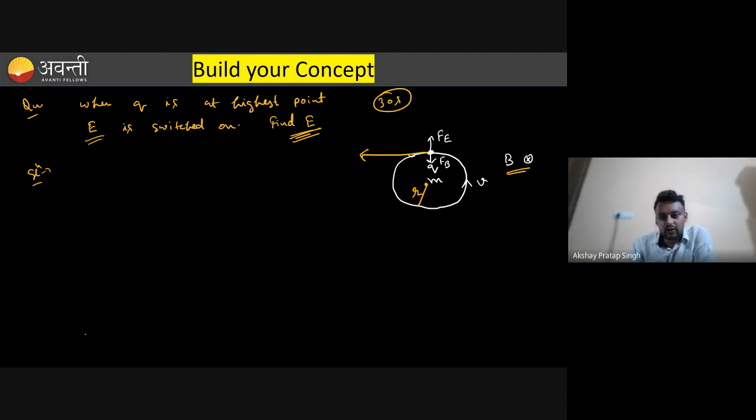This is the direction of velocity. You can say this is velocity at this point. Use your right hand. V cross B, thumb will be in the downward direction. So this is the magnetic force. Now, for the particle to move in the straight line, that means the net force should be zero. So the other force must be in the upward direction.